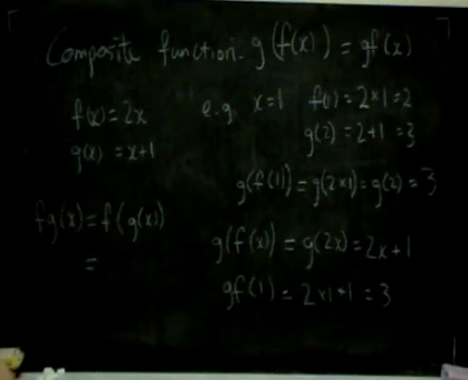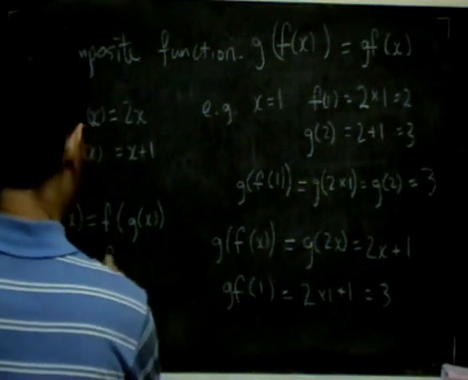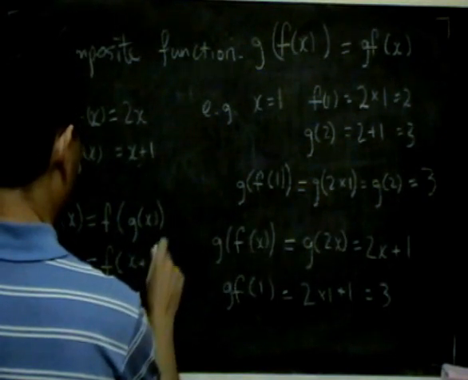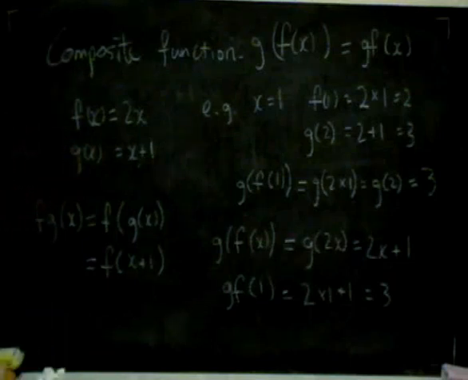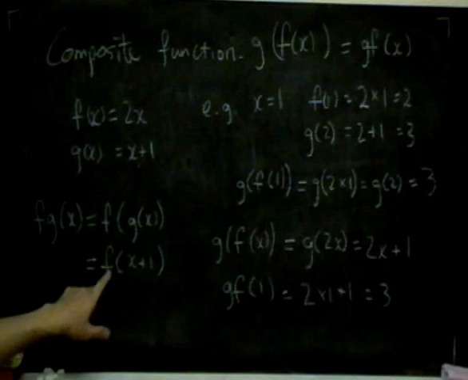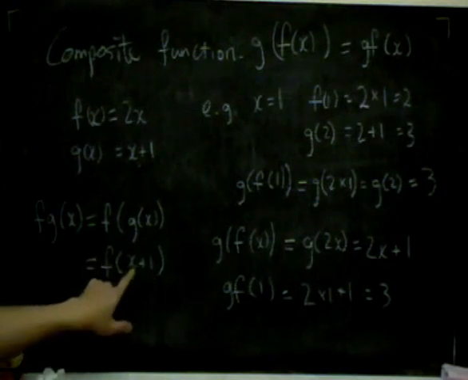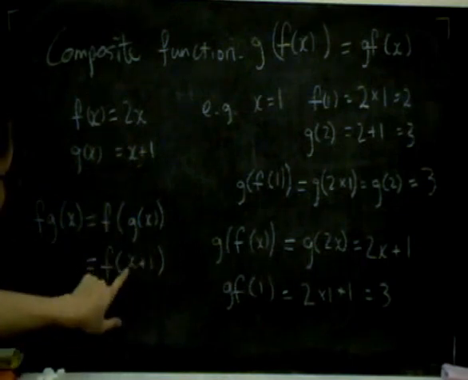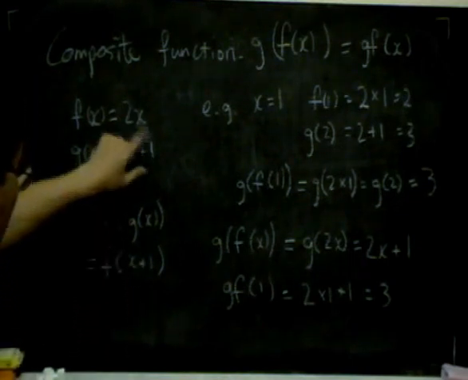g of x is x plus 1. So let's substitute the expression x plus 1 into here. g of x is x plus 1 from there. So now we have the function f of x plus 1. Now f itself is 2x, so I should substitute all of x plus 1 into the x there.